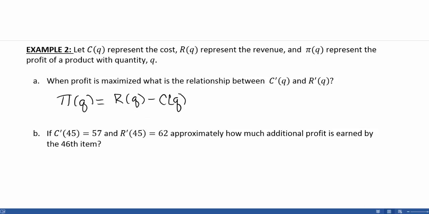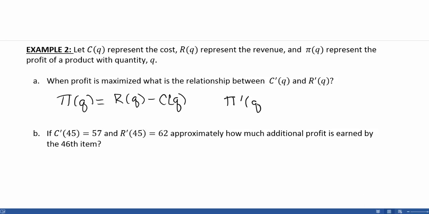So the other important part of this problem is the part of the question that asks when the profit is maximized. So remember, when we want to look for a maximum, we're interested in where the first derivative equals 0. We know that if we have a maximum, that the first derivative of profit will equal 0. Well, what do we know about the first derivative of profit?